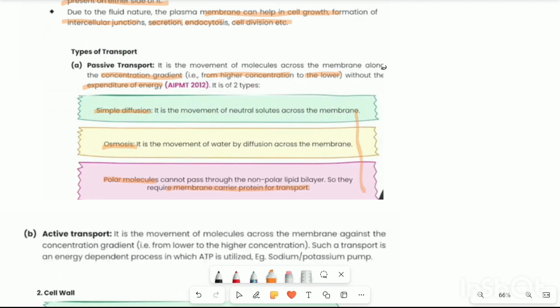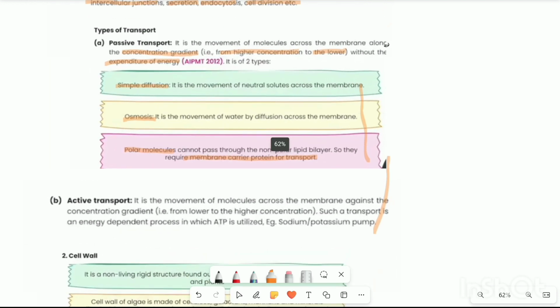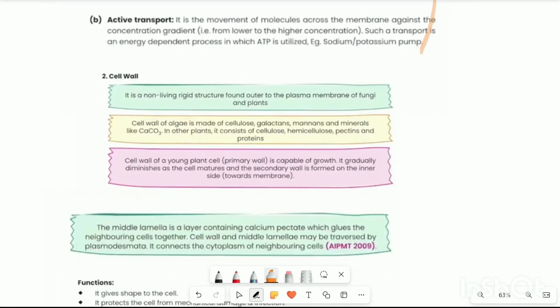Next is active transport. It is a movement of molecules across the membrane against the concentration gradient. Here it is against the concentration gradient, whereas there it was along the concentration gradient, and here lower to higher concentration movement is happening. Due to this, which is going against the concentration gradient, that's why here energy expenditure is happening. This is an energy dependent process. Here ATP is utilized, that is the sodium and potassium pump.